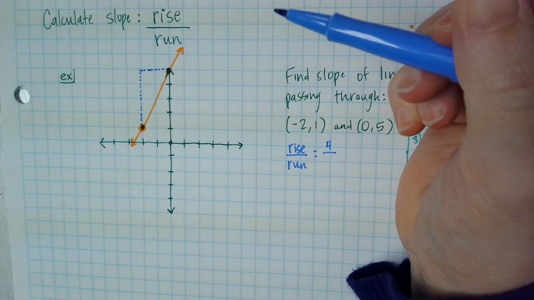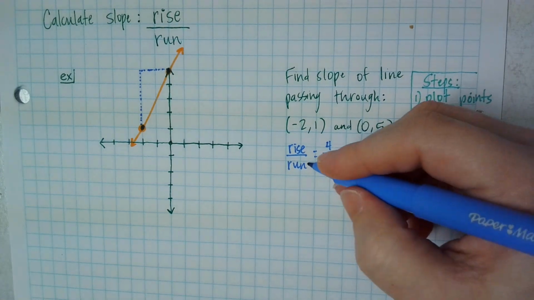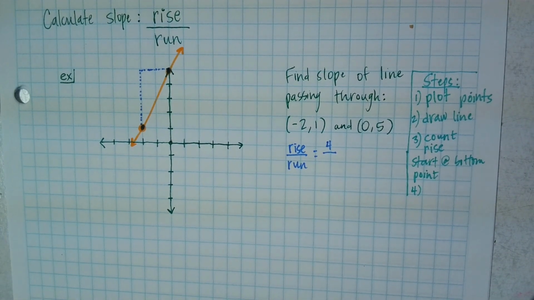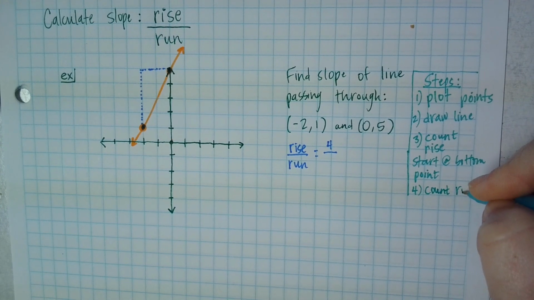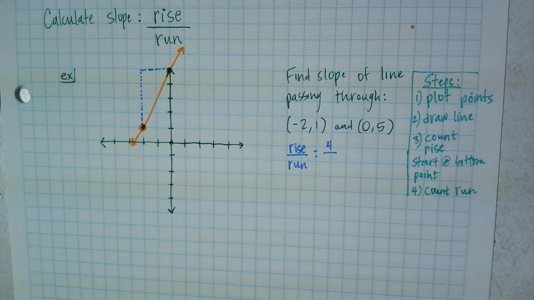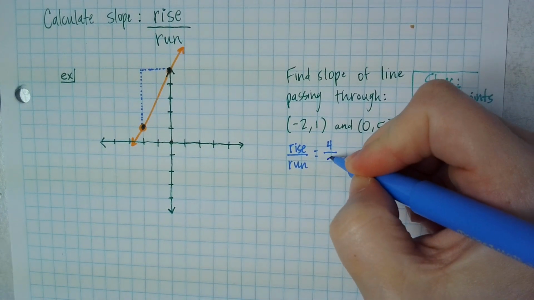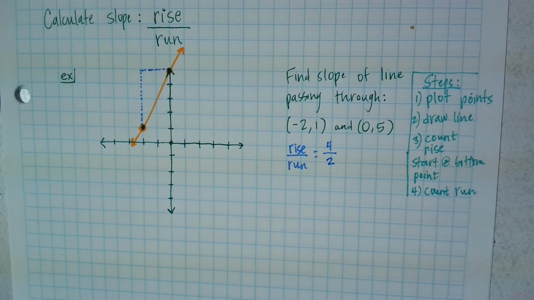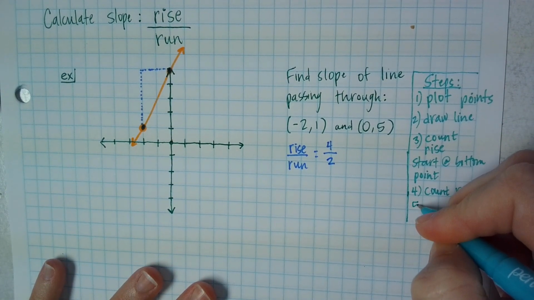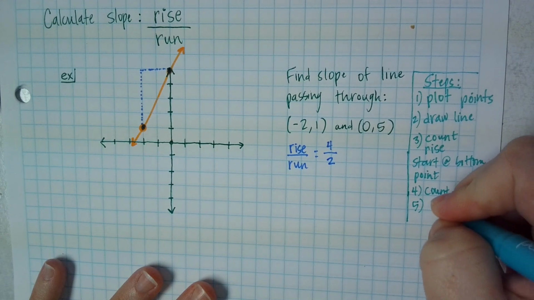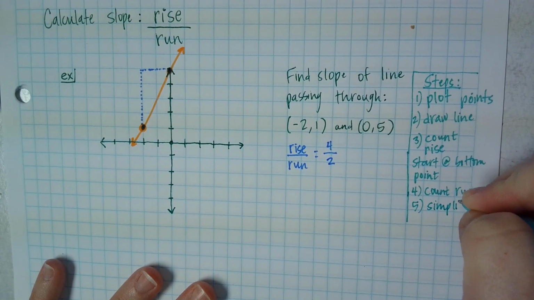1, 2. Yay! So he's run. Yep, he's running. Let me add that over here. We got to count our run. And our run is 2. Is that the fourth step? Yes. And then step 5 is to simplify.